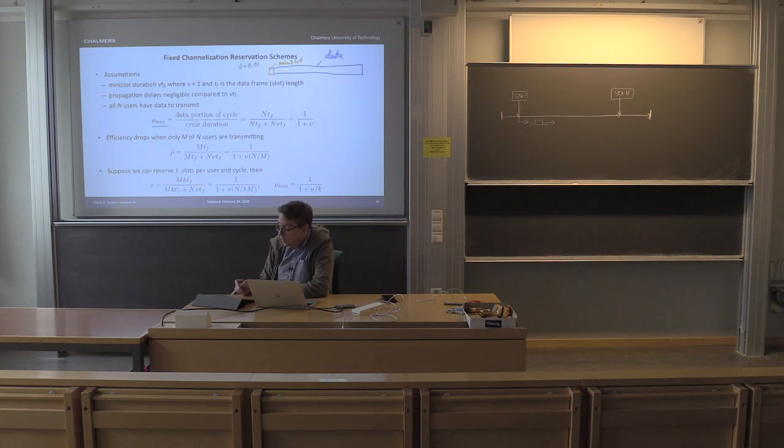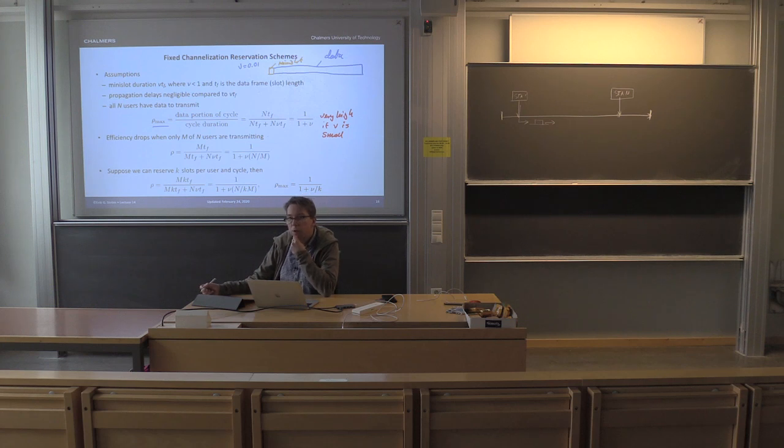Okay, so if we have n users and they have a frame duration of TF, then the time for the data is n times TF. The cycle duration is n TF plus n mini slots, so n times nu times TF. Then we just divide by n TF, and we get 1 over 1 plus nu. So this is very high if nu is small.